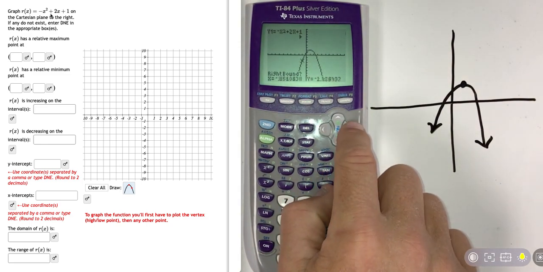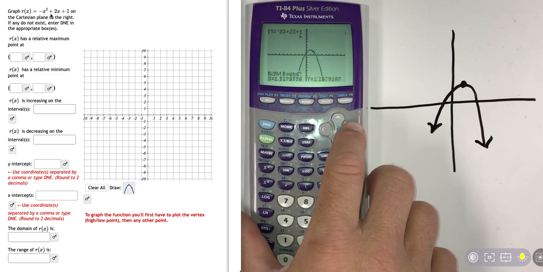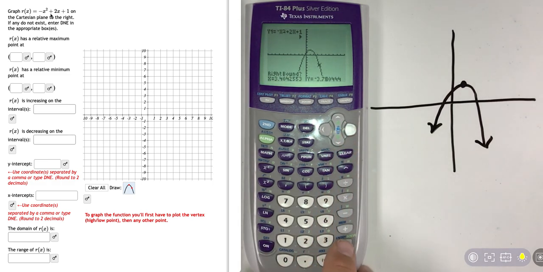Then hold the right arrow key down. Make sure your cursor is on the right side of your highest point, and then hit enter also. Now when I hit enter one more time, it will then change from guess to the actual word maximum, and I now have my point.